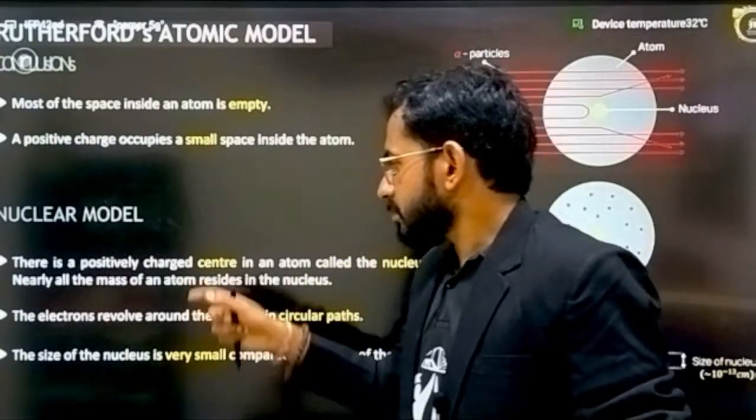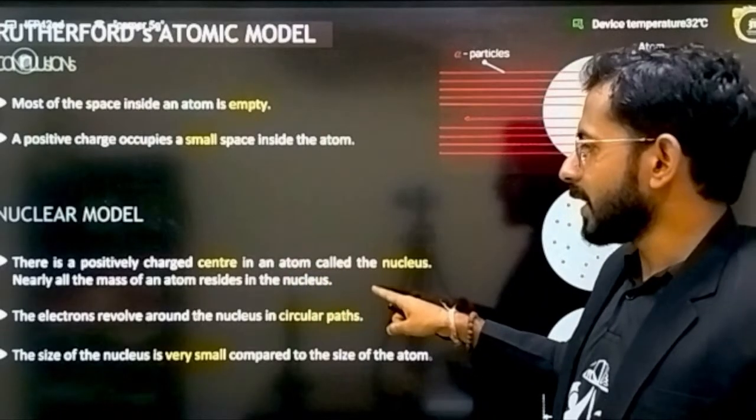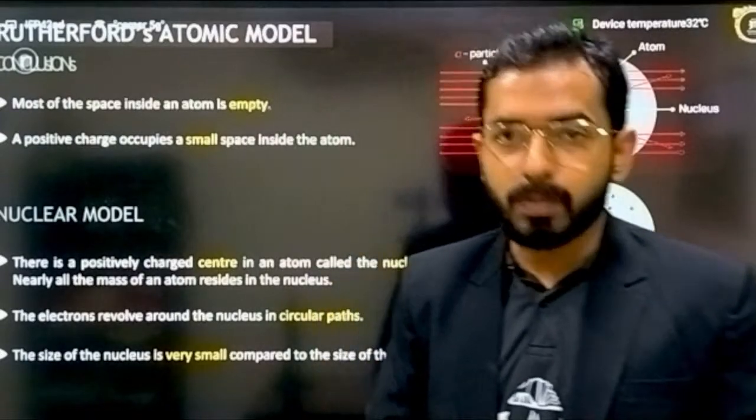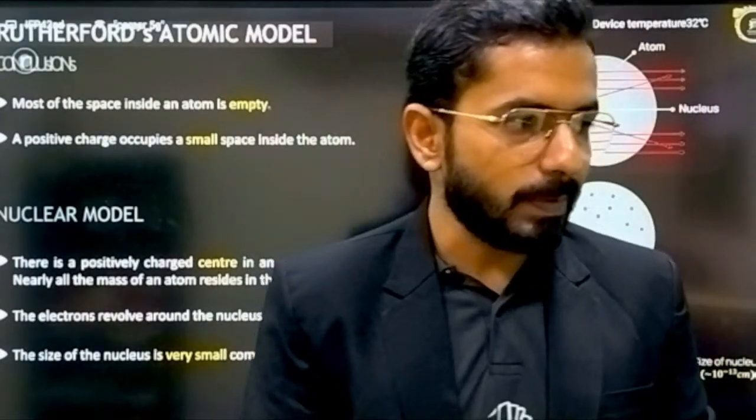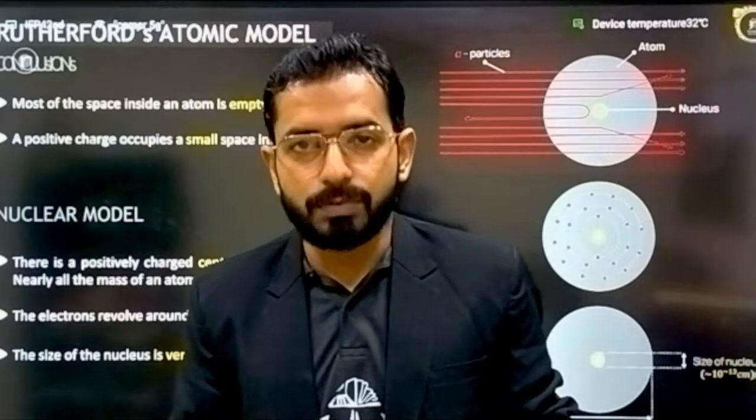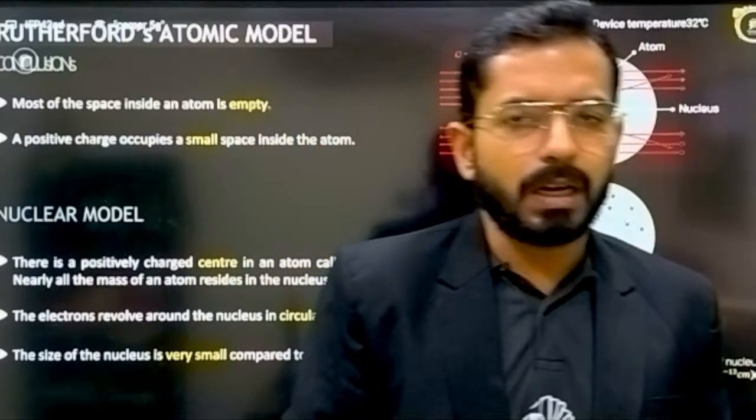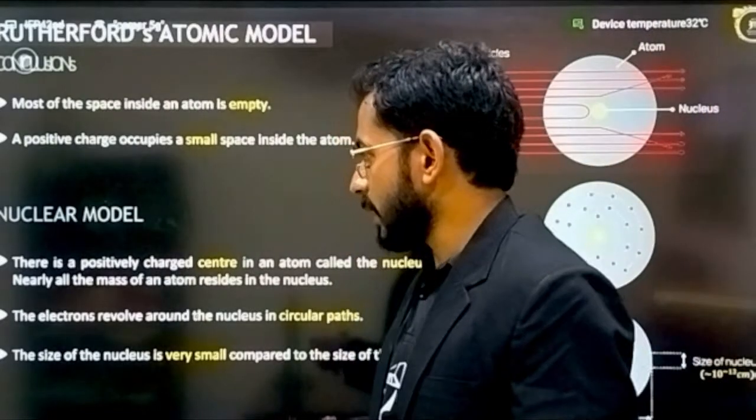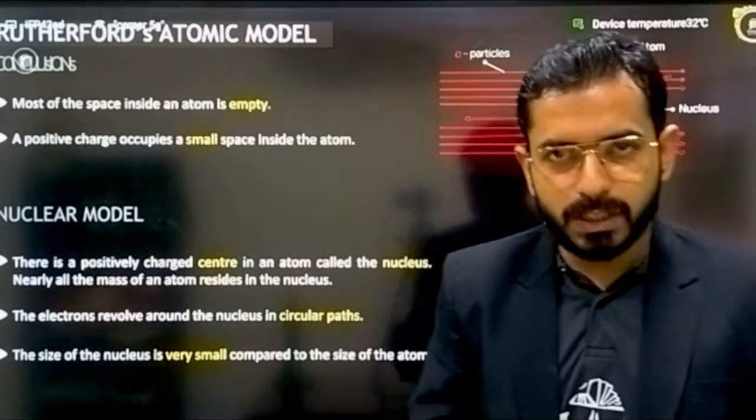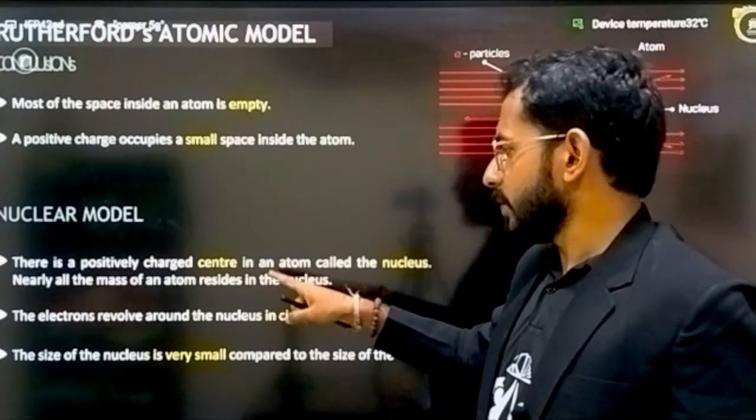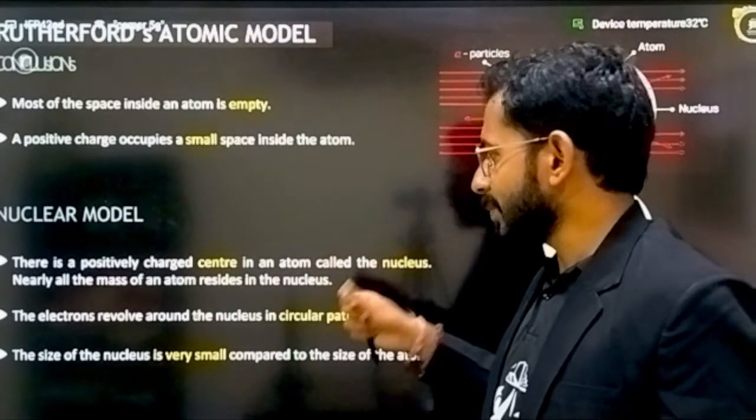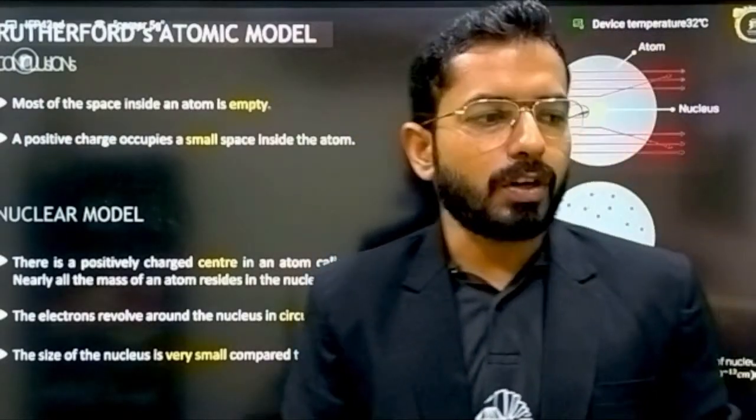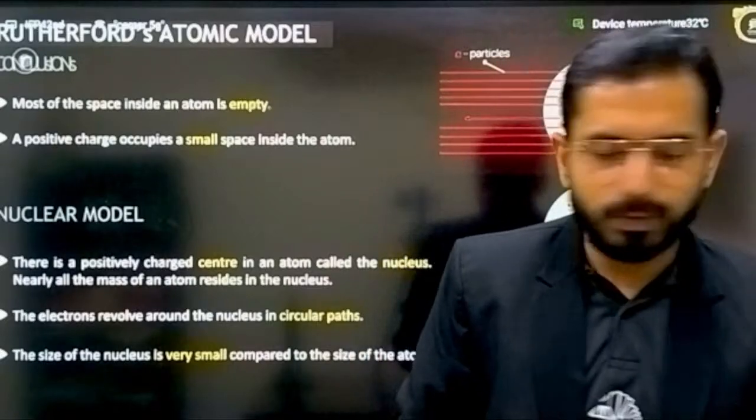Next thing he said is that there is a positively charged center in an atom called the nucleus. Nearly all the mass of the atom resides in the nucleus. From here the concept of the nuclear model also comes, and that is exactly our next chapter, which is completely about nuclear physics, in which we are going to study the nucleus majorly. So the invention of the nucleus comes from here: a positive charge is there in an atom called the nucleus, and nearly all the mass is concentrated only at that nucleus. Most of the portion of an atom is just empty void.